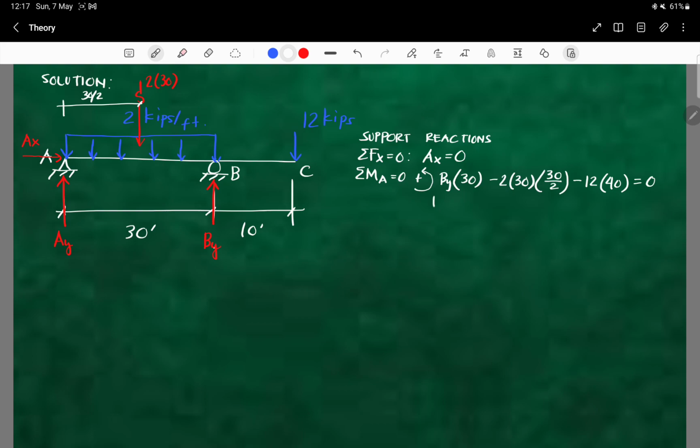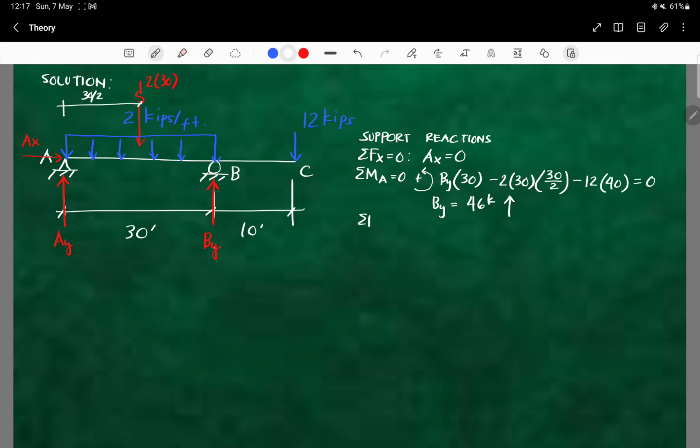Thus, our BY is equal to, let me use my calculator. Alpha x minus 30 times 2 times 30, 30 divided by 2, plus 12 times 40, alpha equal to 0. Shift solve, so we have 46 kips. The positive sign indicates that the assumed direction is correct.